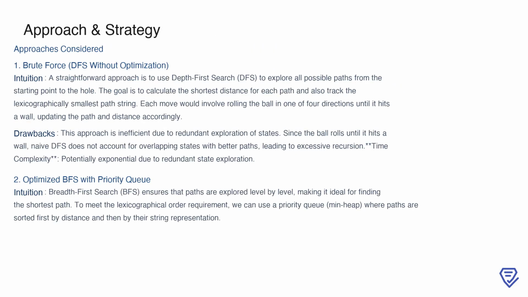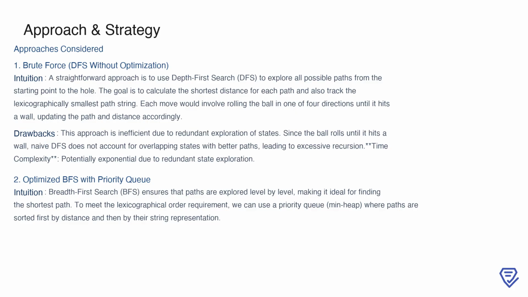When solving this problem, one approach we could consider is using a depth-first search, or DFS, without any additional optimization. The intuition here is straightforward. Starting from the initial position of the ball, we recursively explore all possible paths by rolling the ball in one of 4 directions until it hits a wall. At each step, we calculate the total distance traveled and keep track of the path using a string to ensure we can identify the lexicographically smallest path.